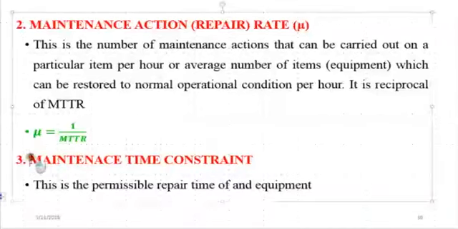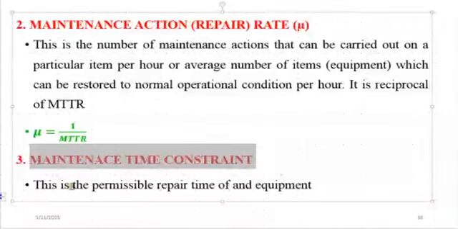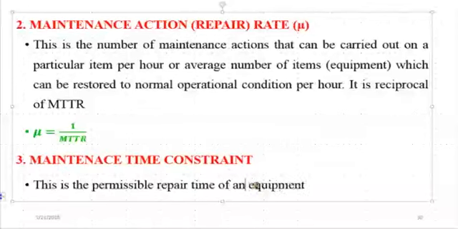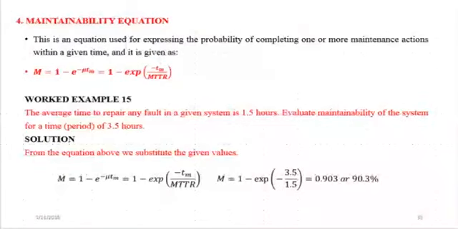The third term that has to do with maintainability is maintenance time constraint. By constraint, we simply mean the limitation. Therefore, maintenance time constraint is the permissible repair time of an equipment. That is, the maximum time allowed to make sure that the machine or the equipment or the device is repaired and brought back into its normal operating condition.